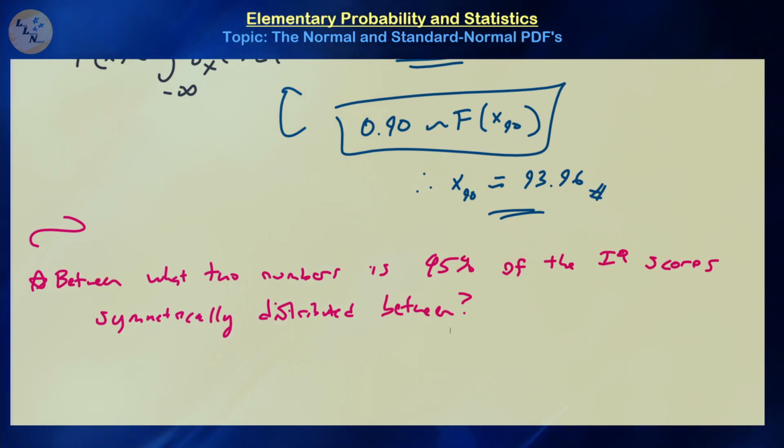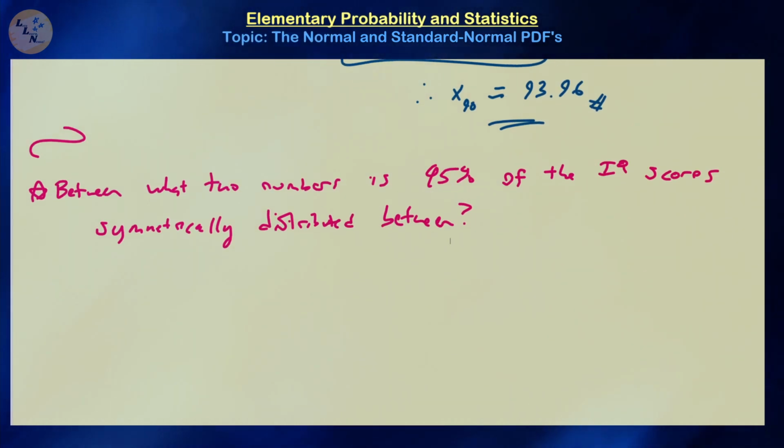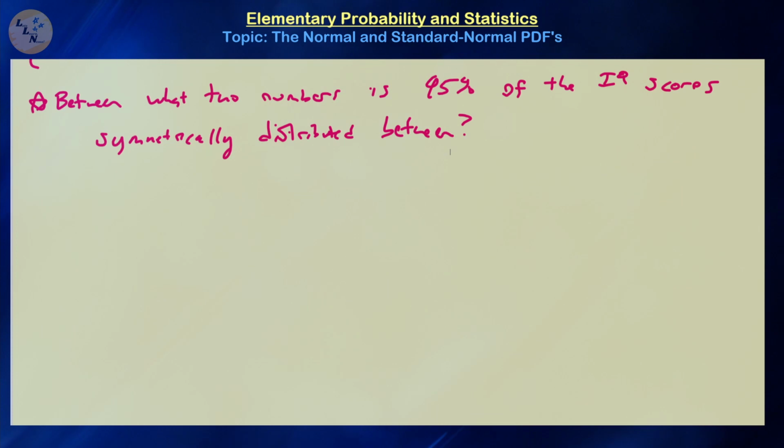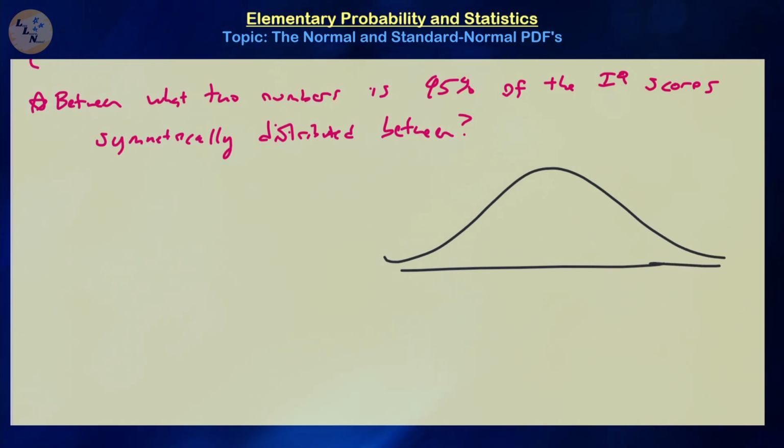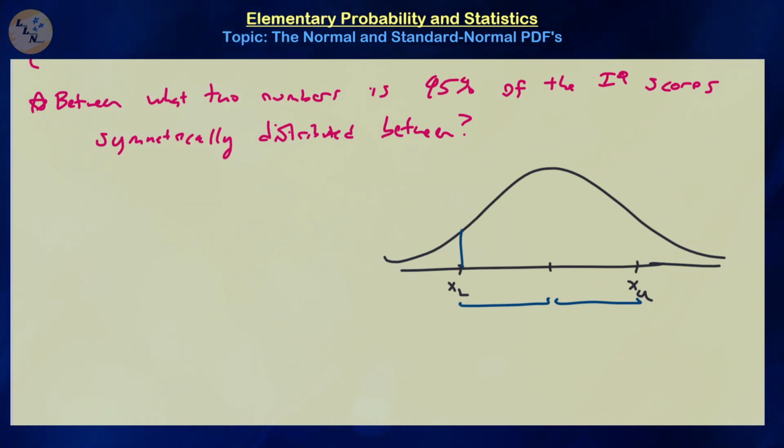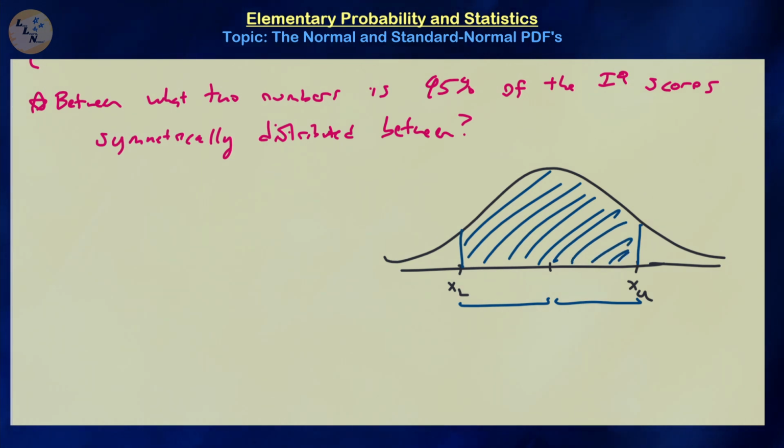So what are we looking for now? We're looking for two IQ scores such that the IQ score distribution is symmetrically distributed in between each of them. So if we draw our normal distribution, we're going to be looking for two numbers. I'm going to call it XL for a lower bound and XU for an upper bound. And we want to make sure that these distances here are the same exact distance, so the area is symmetrically distributed. And we want this area here to be equal to 0.95.